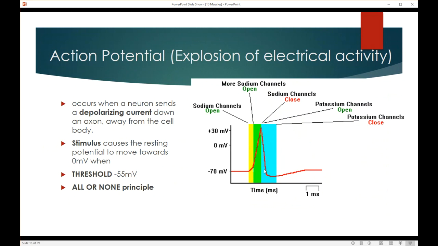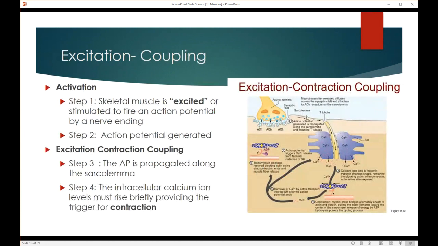We're repolarizing. Okay. We've gone a little bit too far. We've hyperpolarized. Those potassium channels are going to close. Now the sodium potassium pump is going to put us back to normal so that we can be depolarized again. Okay, and all of that is called an action potential. That action potential is generated and it's propagated. Propagated means that it moves along the sarcolemma.